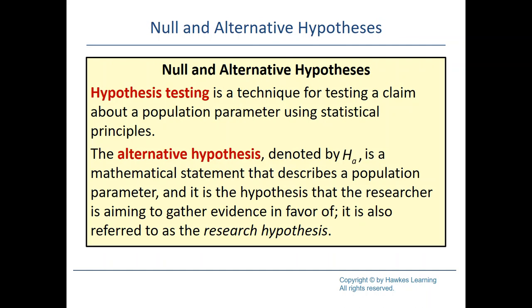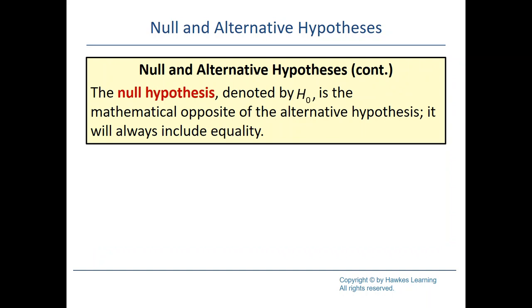So a hypothesis test is a technique for testing a claim about a population proportion using statistical principles. Now the alternative hypothesis, again, H sub A, is a mathematical statement that describes the population parameter. It can also be called the research one. It's the one that we want to know about. The null hypothesis, also known as H null or H sub naught, is a mathematical opposite of the alternative. And again, it must always include that equality. That's super important, guys. That's the biggest part about the null hypothesis that you want to make note of.